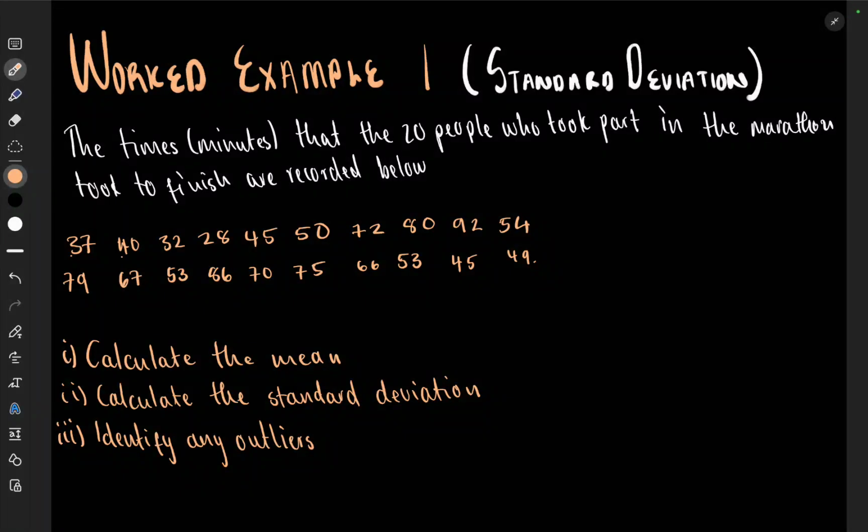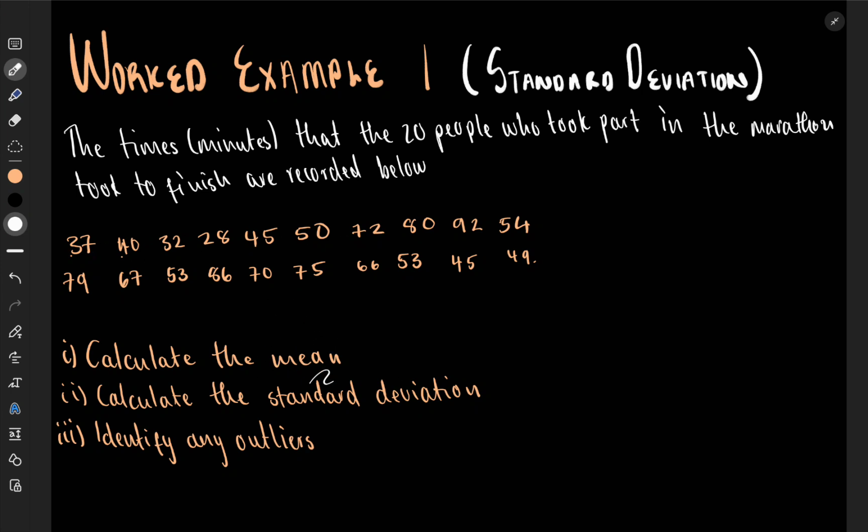So now we'll go through this worked example on standard deviation. Let's see what it says. It says the times in minutes that the 20 people who took part in the marathon took to finish are recorded below. So we've got 20 people that took part in the marathon race, and we have the time as put here below for us. All right. So here's the time in minutes.